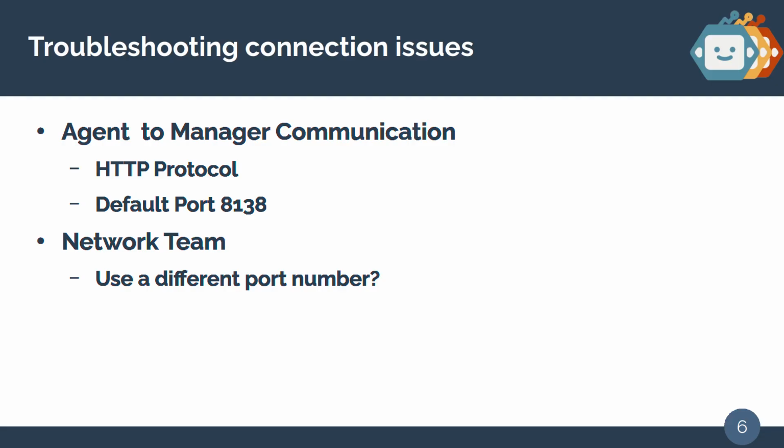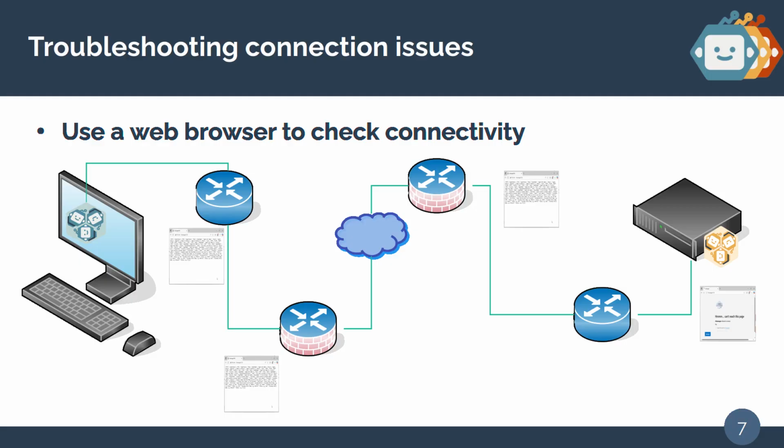Ask them to open this port on any firewalls between your agent and the manager, or advise you on another port number you can use instead. You can put the manager URL into a web browser to check connectivity at different points in the network between the manager and the agent, to identify where the connection stops working.